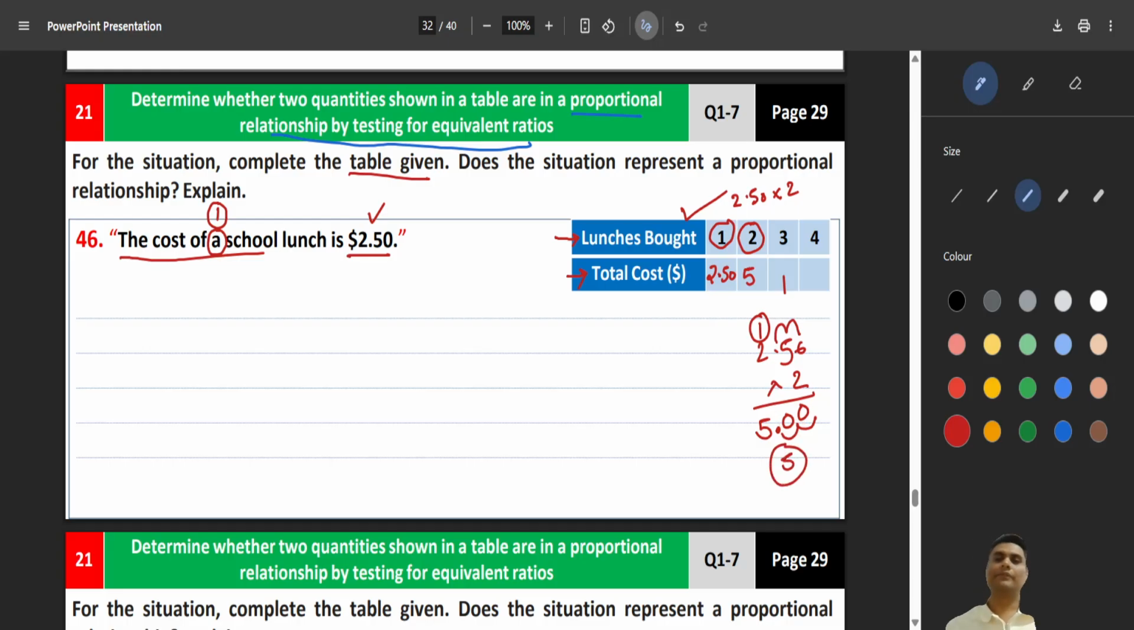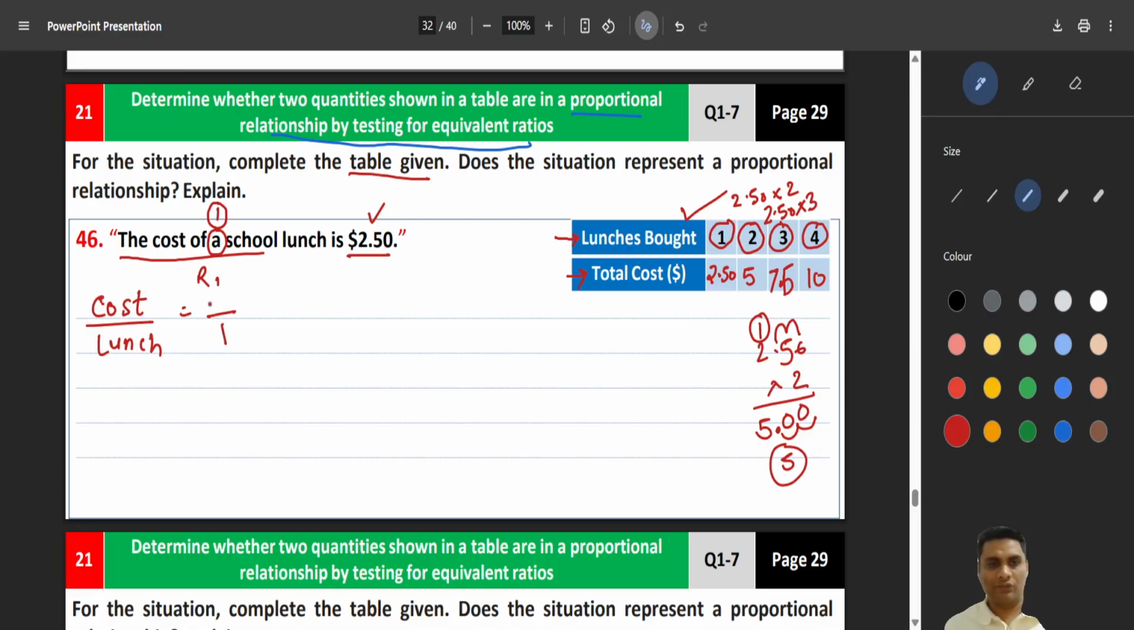Okay. Now, for 3 lunches, how much will I pay? 2.50 times 3. This will give you 7.5. Now you can do the multiplication by yourself by pausing the video and check. And 2.50 times 4 will give you how much? 10. You can pause the video, multiply and check. Now, we are talking about the cost per lunch, right? How many ratios are given?